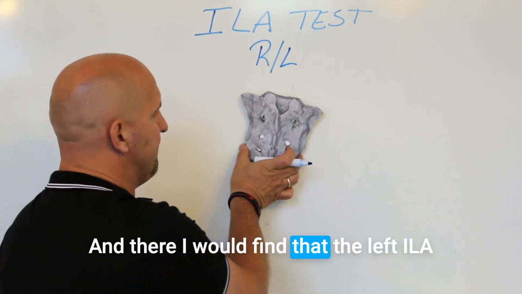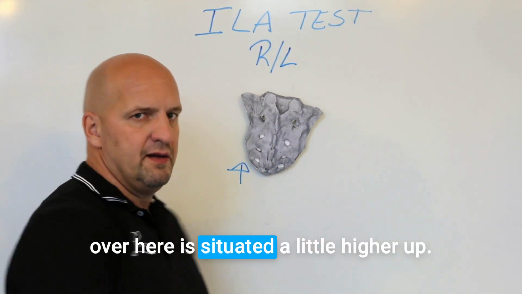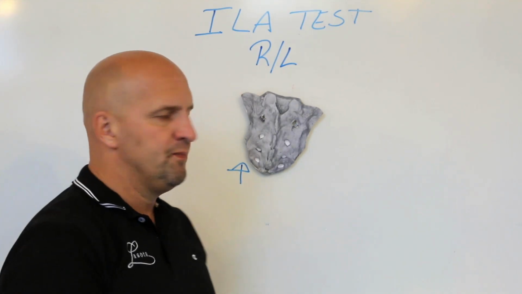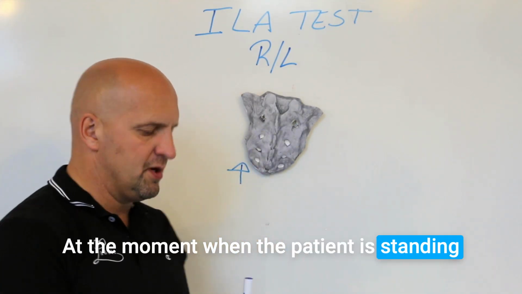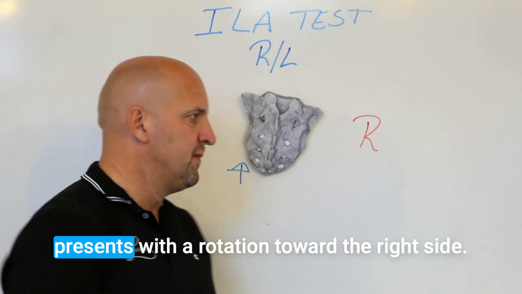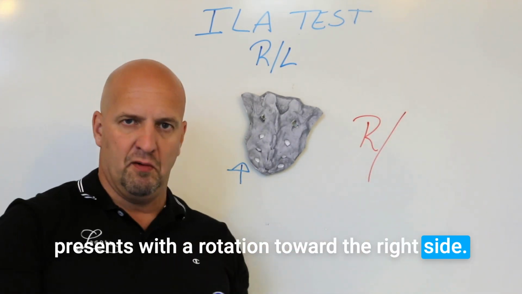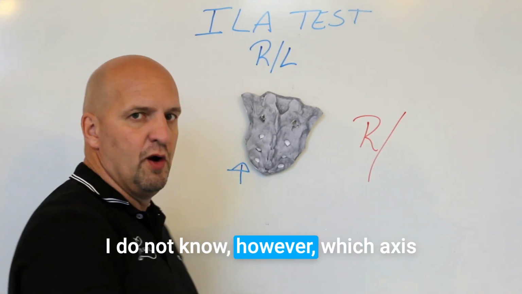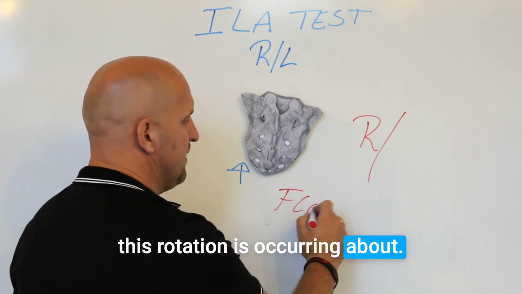And there I would find that the left ILA over here is situated a little higher up. At the moment, when the patient is standing upright with the spine held in a neutral position, I understand that the patient presents with a rotation toward the right side. I do not know, however, which axis this rotation is occurring about.